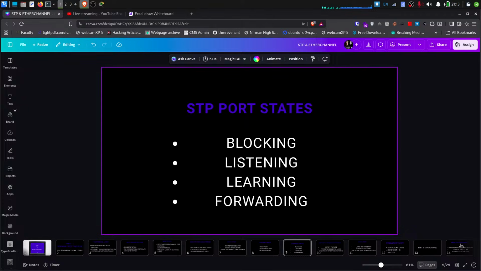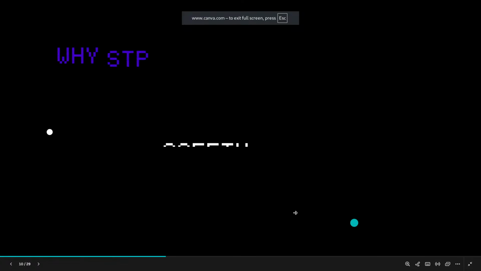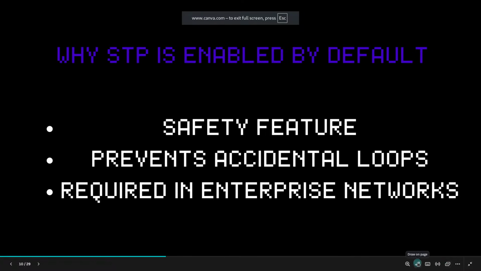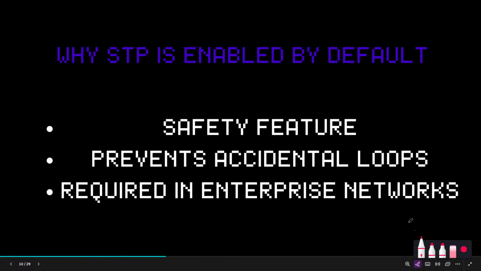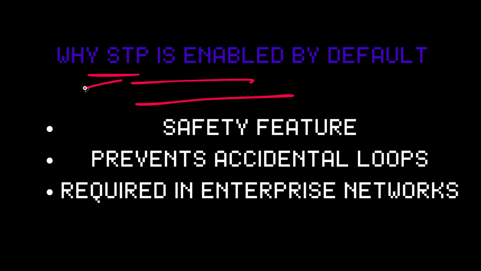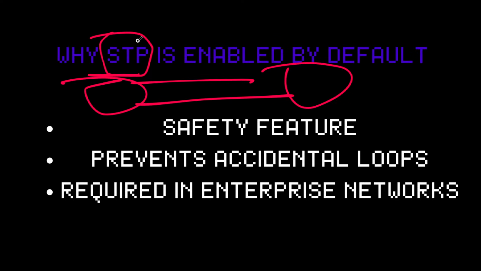Okay, let's go ahead. Now, you guys have noticed one thing. The moment I started the thing, the two routers, two cables concept, right? The moment I started this, what happened? The STP was already enabled, right? The STP was enabled by default. So this is a safety feature.